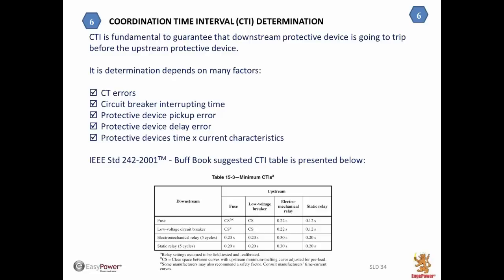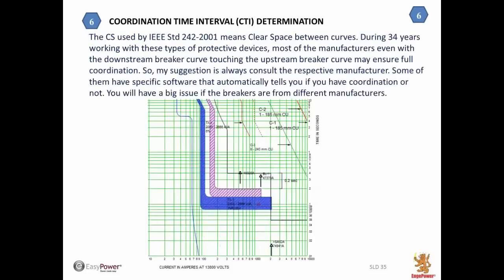Some manufacturers have software that automatically says this to you, but for others you have to consult them. And the big problem is when you use different manufacturers. So in this case, here the curves are touching. We don't have a clear space between them. But this manufacturer grants to us that here we are going to have full coordination.